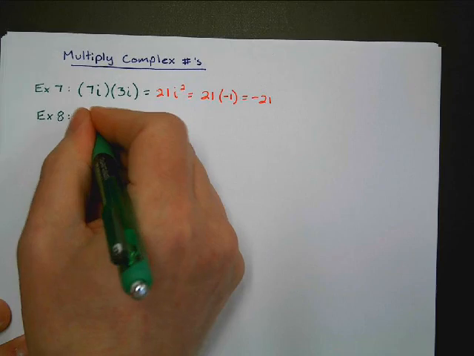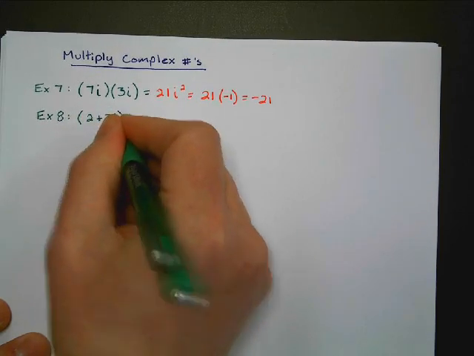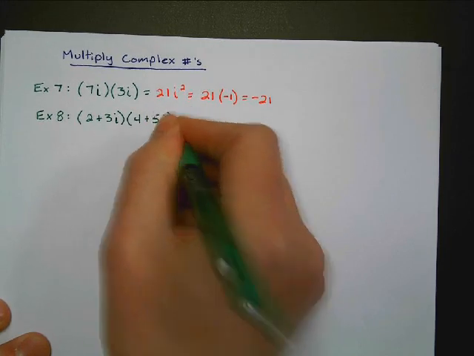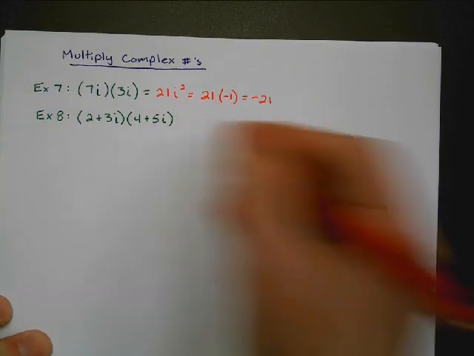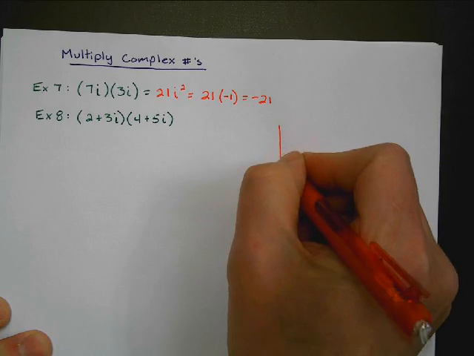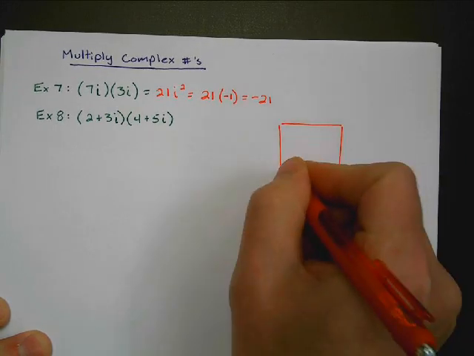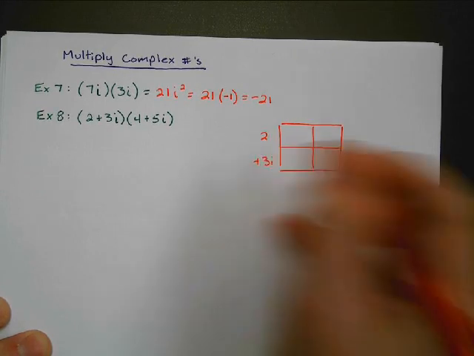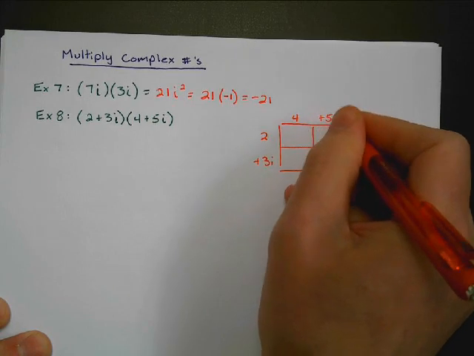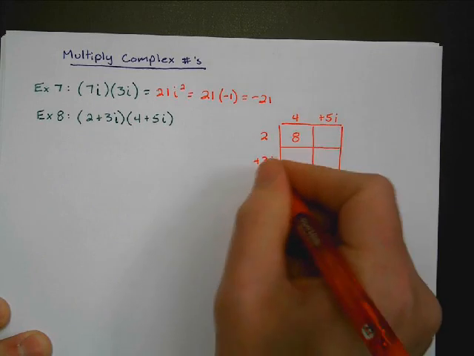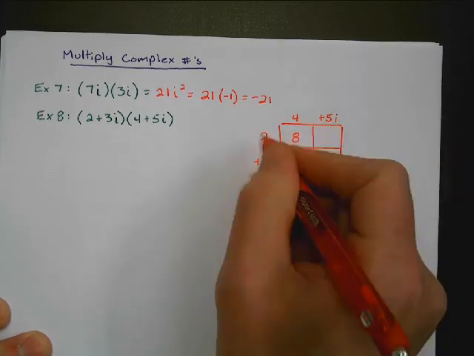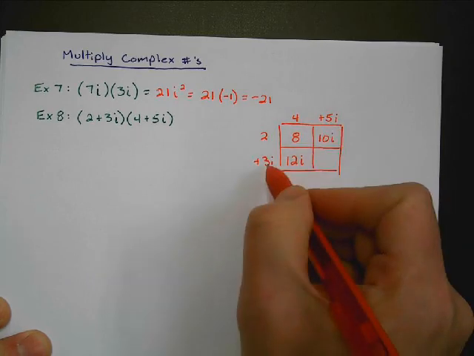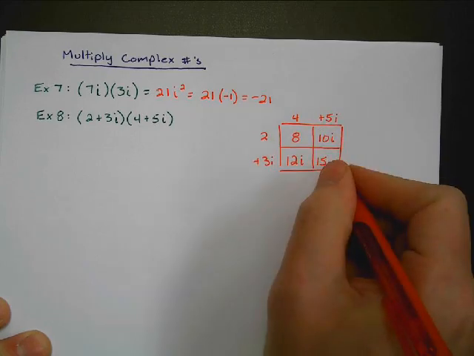We've got 2 plus 3i times the quantity 4 plus 5i. And we are going to just go back and use our Punnett squares for these. So I'm going to make my Punnett square. I'm going to do 2 plus 3i over here, and then 4 plus 5i here. 4 times 2, 8. 3i times 4 is 12i, and 2 times 5i is 10i. Now the interesting one, 5 times 3 is 15, and i times i is i squared.